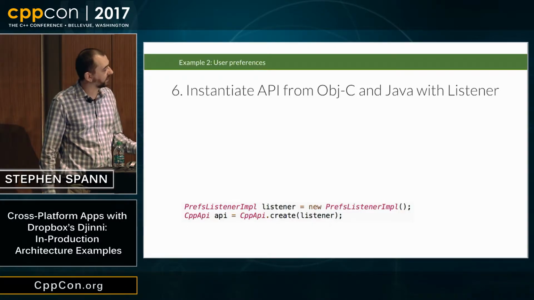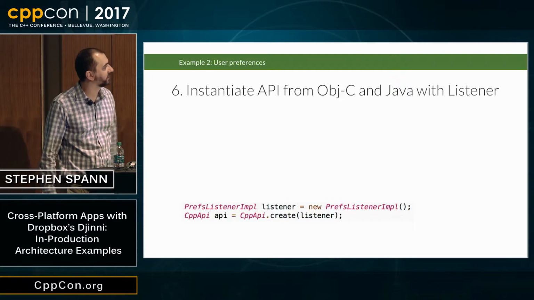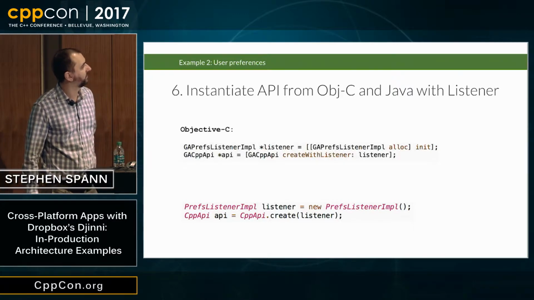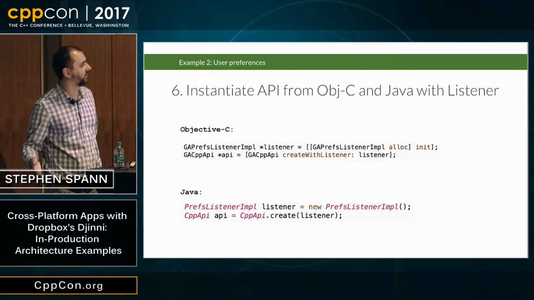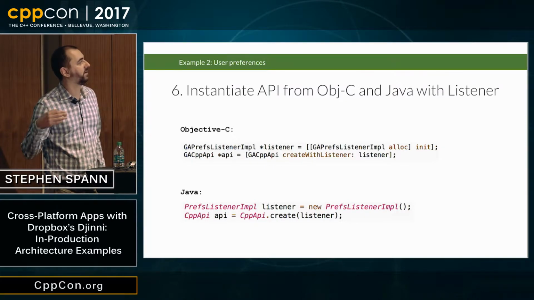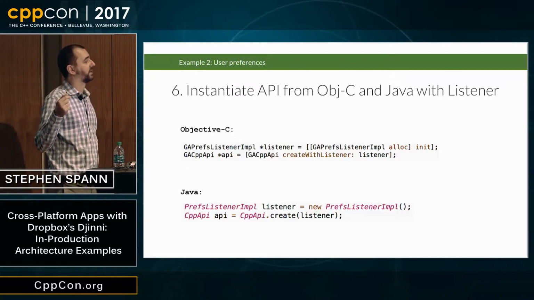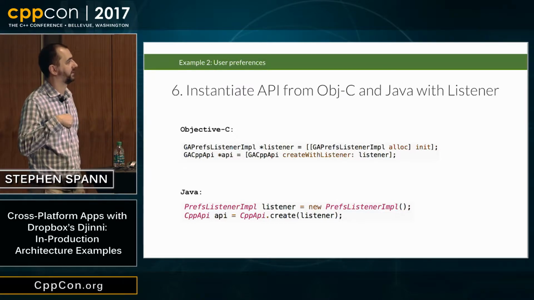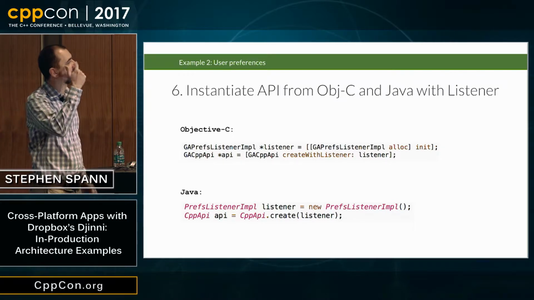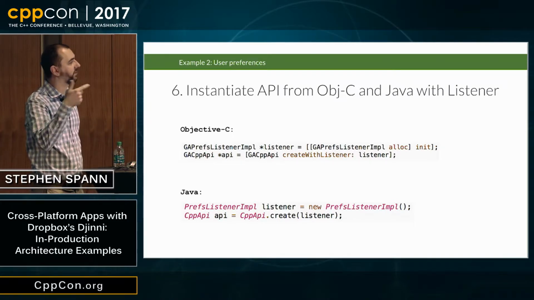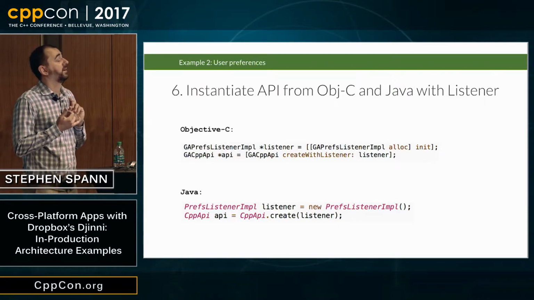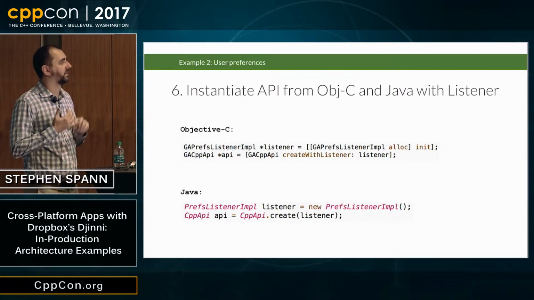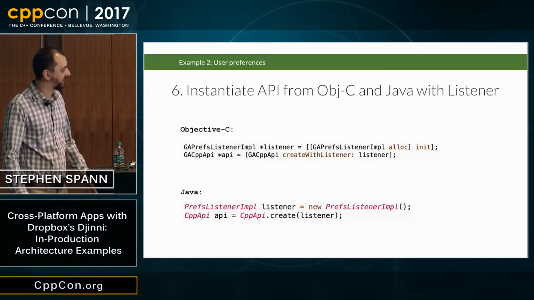So this is just showing creating with an object real quick. Very similar to before, except with the C++ create method, but now we instantiate either an Objective-C or Java object to send to C++. It's worth noting that we're using alloc init and new, because we're initializing Objective-C from Objective-C and Java from Java, so we can just do it the normal way we would always do it.